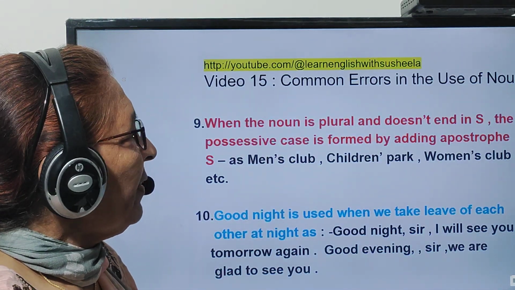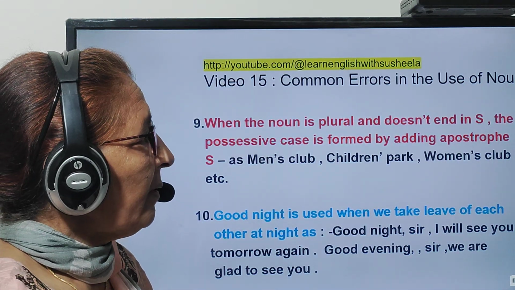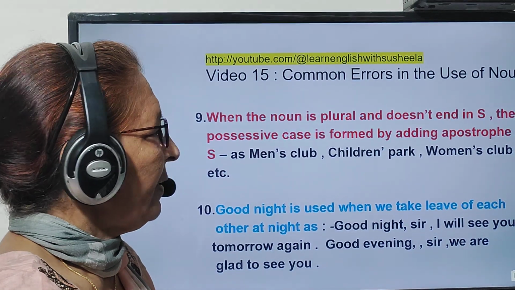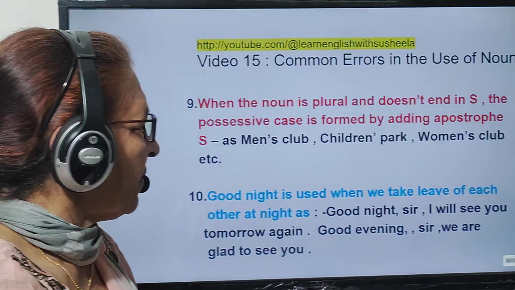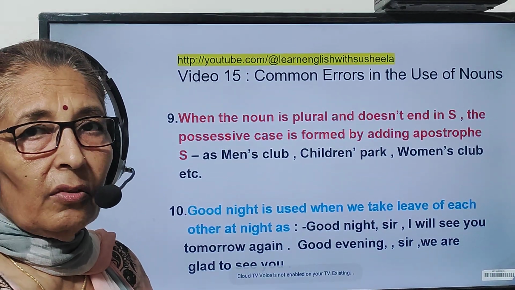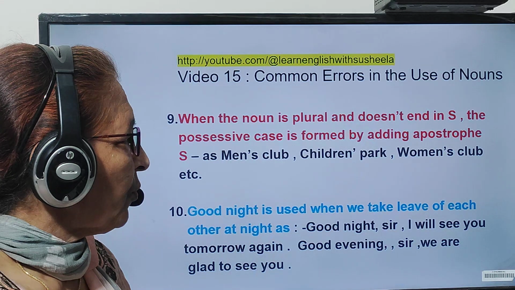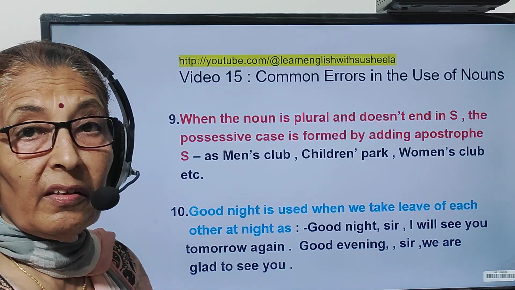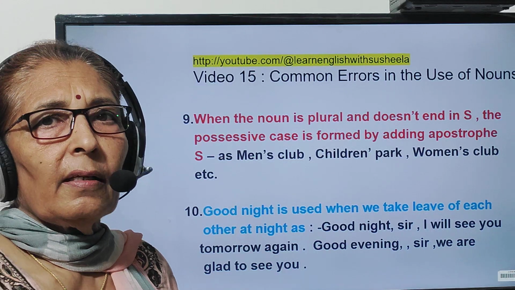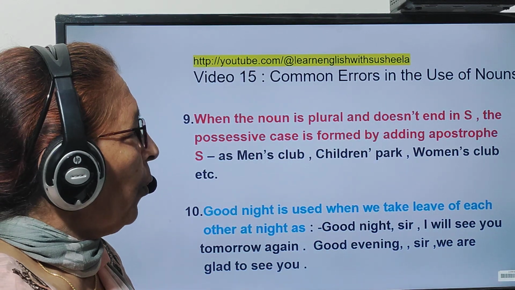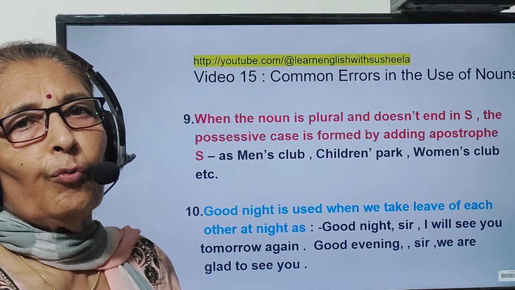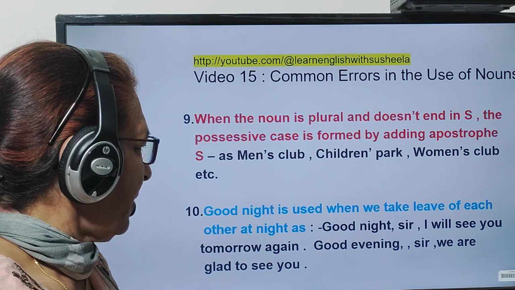Next, when the noun is plural and doesn't end in s, the possessive case is formed by adding apostrophe s, as men's club, men's. Here s is not there, so we put apostrophe and s. Same way, children's park, women's club. So when the plural form does not have s at the end, in that case we use apostrophe s.